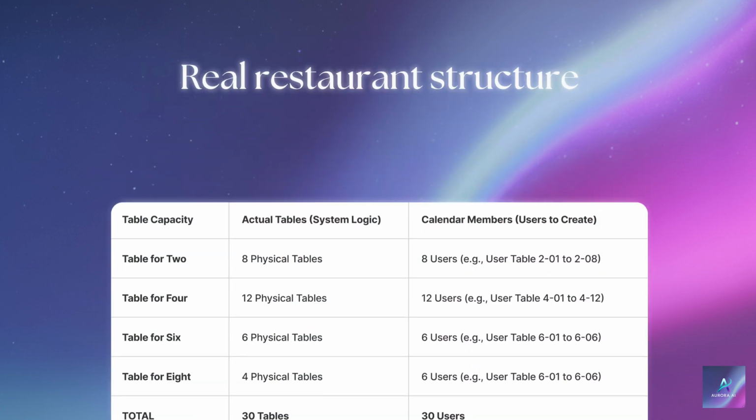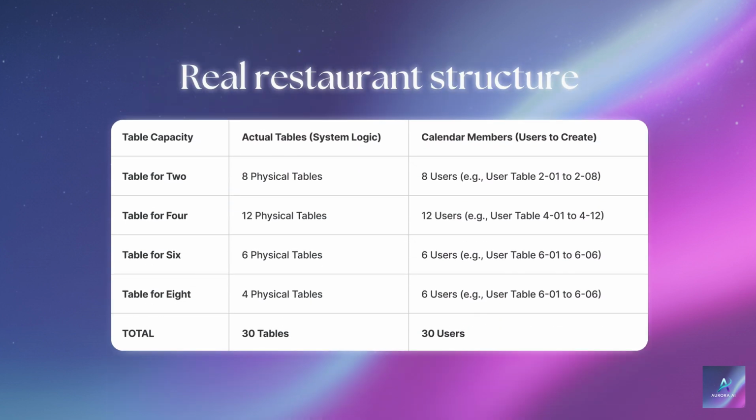In a real restaurant scenario, your structure would look like this. 8 tables for 2 would equal 8 users. 12 tables for 4 would equal 12 users. 6 tables for 6 would equal 6 users, and 4 tables for 8 would equal 4 users. This gives you 30 total tables, correctly representing your actual dining capacity.